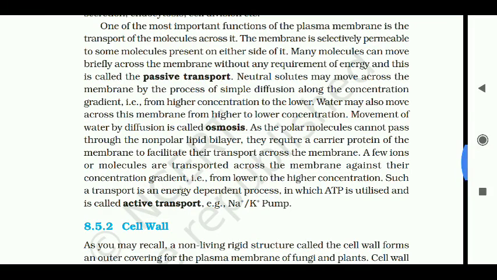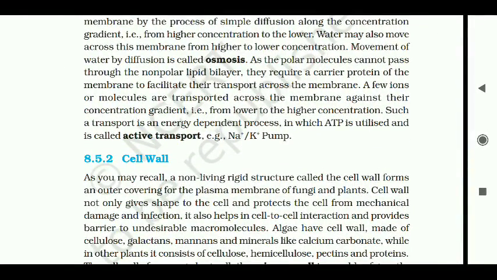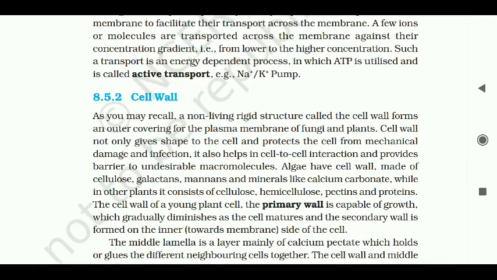A few ions or molecules are transported across the membrane against their concentration gradient, that is, from lower to the higher concentration. Such a transport is an energy-dependent process in which ATP is utilized and is called active transport, for example, the sodium-potassium pump.